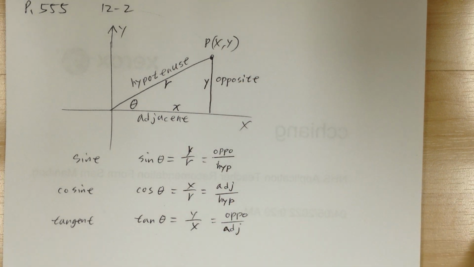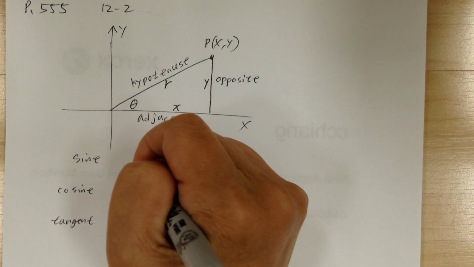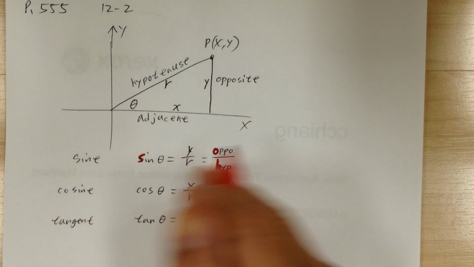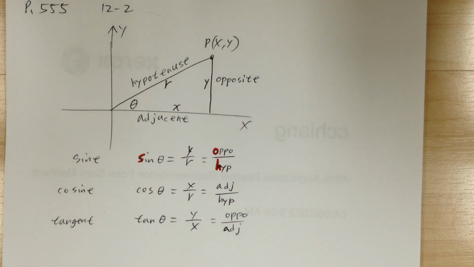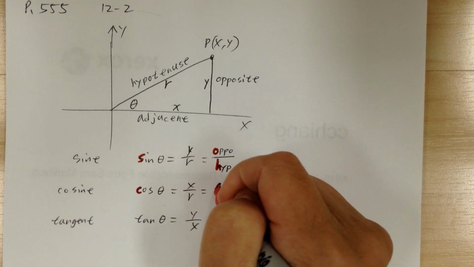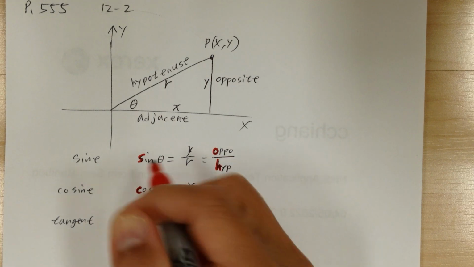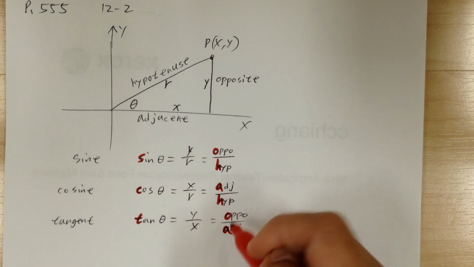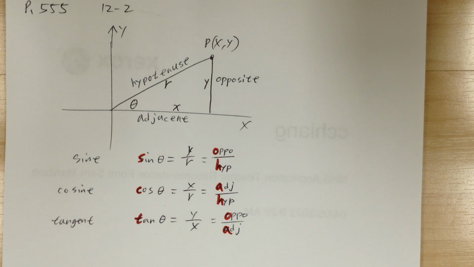And so you need to make sure you can memorize all these, and you want to come up with different ways of memorizing this. One way is using the acronym: S-O-H, C-A-H, T-O-A. So SOH CAH TOA, that's one way to memorize it. You want to come up with a way that helps you memorize it.